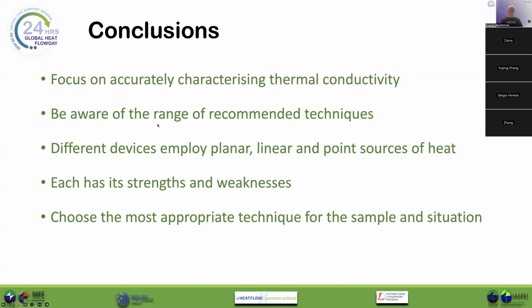So the key points here are just be aware that there are a range of different techniques available out there. Each have their pros and cons. Each are better suited for one sort of sample type or another sample type, one sort of measurement requirement or another measurement requirement. Here at Melbourne Uni, we do have access to all 3 types of instruments.